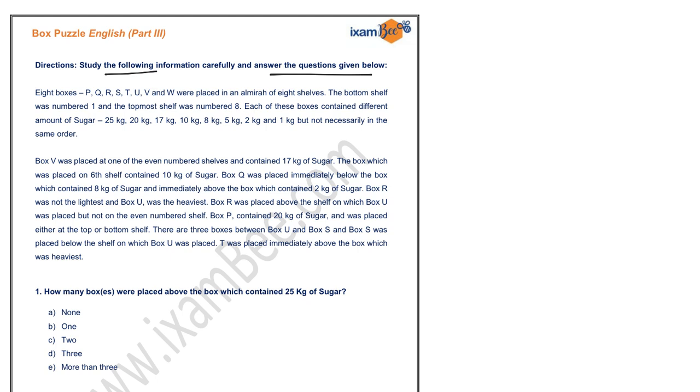So 8 boxes from P to W were placed in an almirah of 8 shelves. The bottom shelf was numbered 1 and the topmost shelf was numbered 8. Each of these boxes contains a different amount of sugar and the amounts are also given to you, but not necessarily in the same order. Some more directions are given to you, and on that basis you have to solve this particular puzzle.